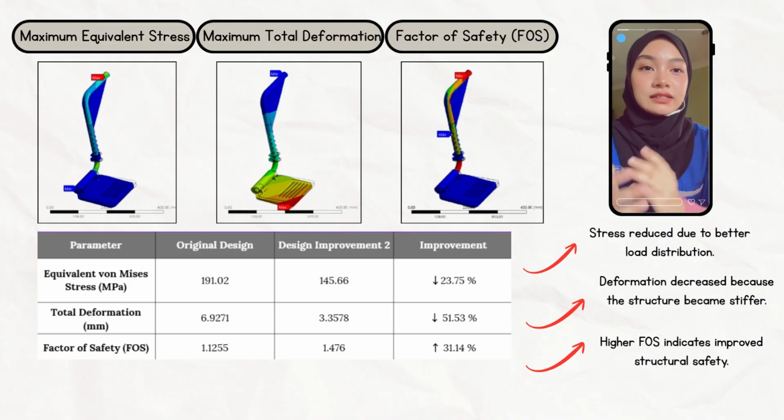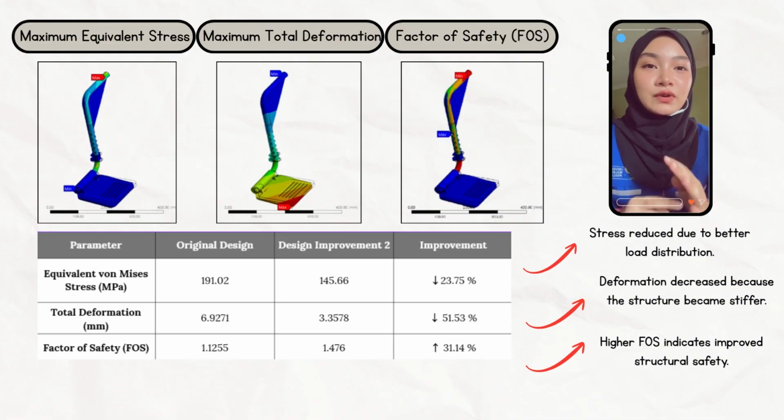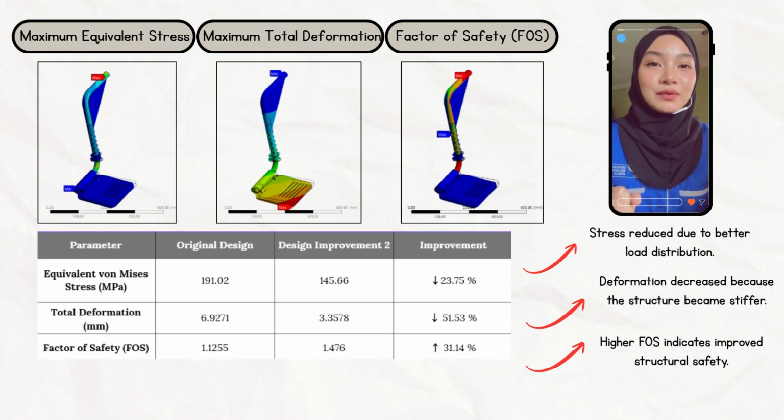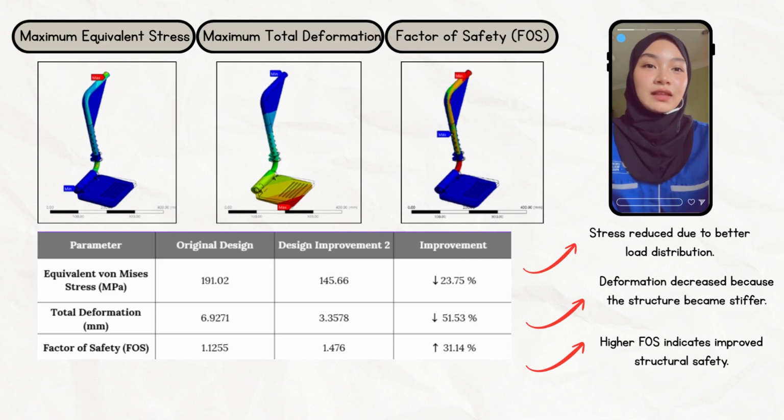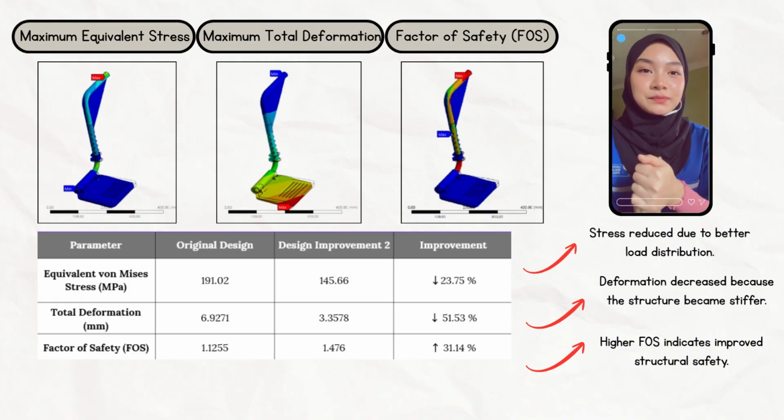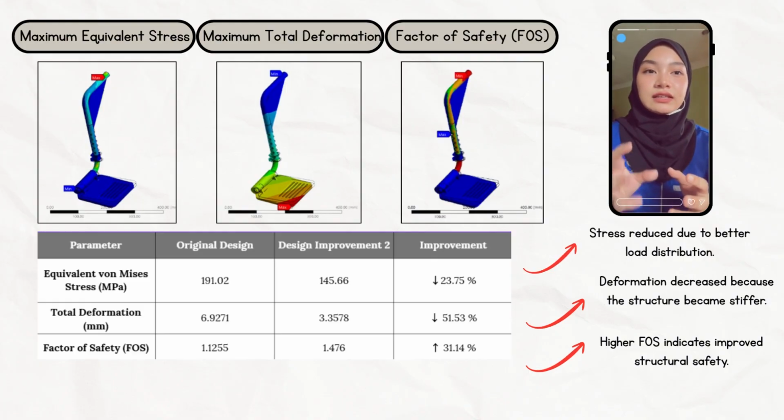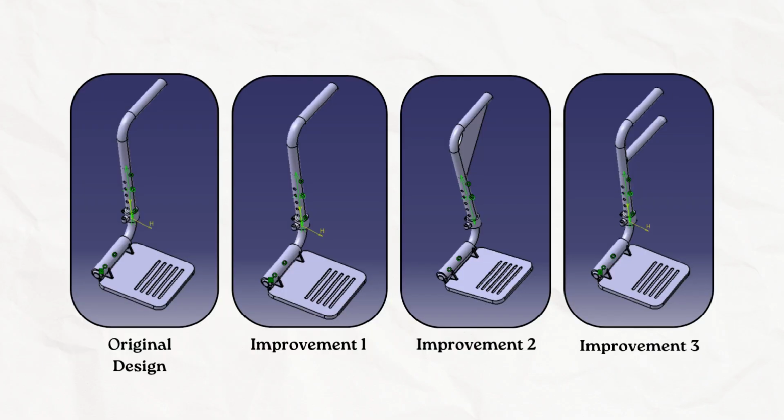Lastly, the factor of safety increased from 1.1255 to 1.476, which is an improvement of 31.14%. A higher factor of safety means the design has a greater safety margin before failure. Overall, design improvement 2 successfully improved the structural strength and stiffness of the wheelchair footrest. This improvement shows that adding reinforcement can effectively increase stiffness without changing the overall function of the design.